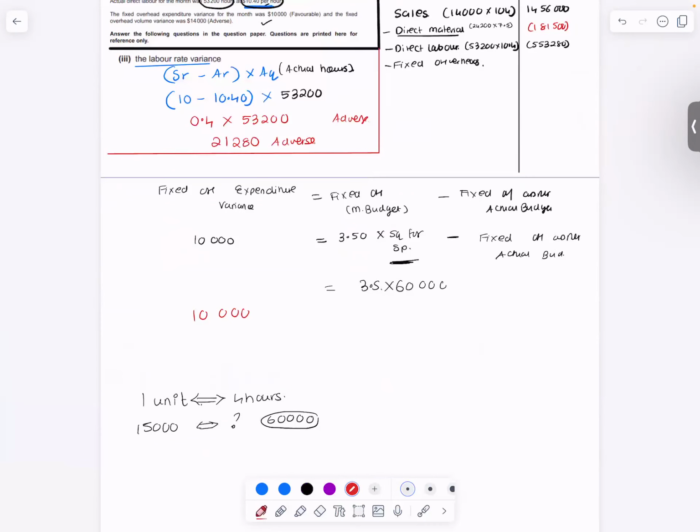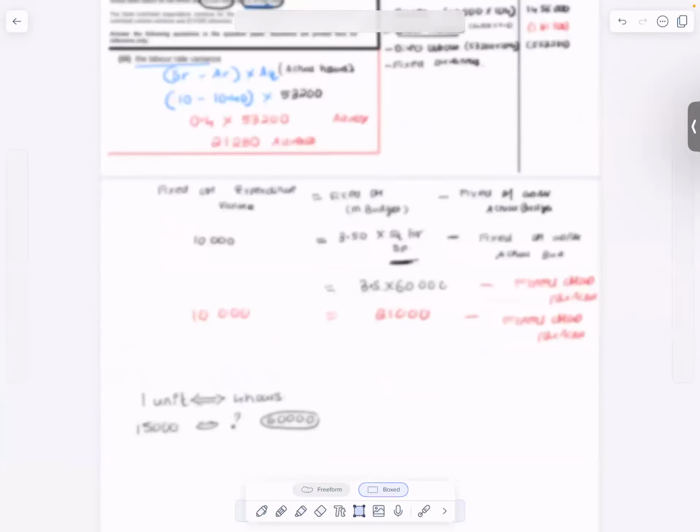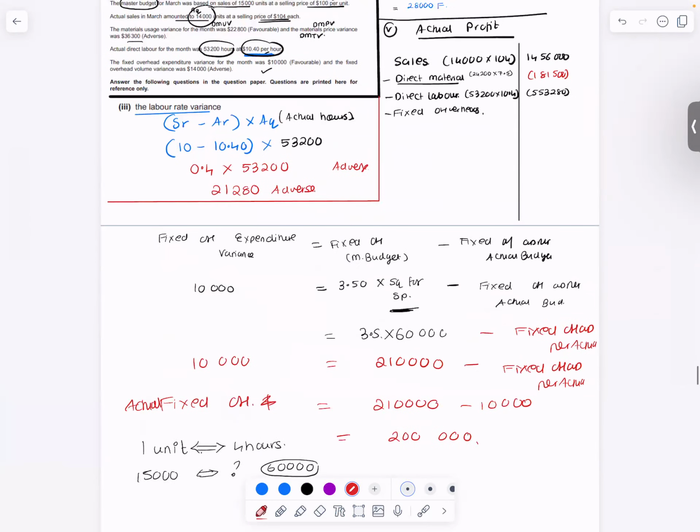So 10,000 is equal to 210,000 minus fixed overhead as per actual, correct? So the actual fixed overheads would be 210,000 minus 10,000. That will give you 200,000. You should be very thorough with your formulas.